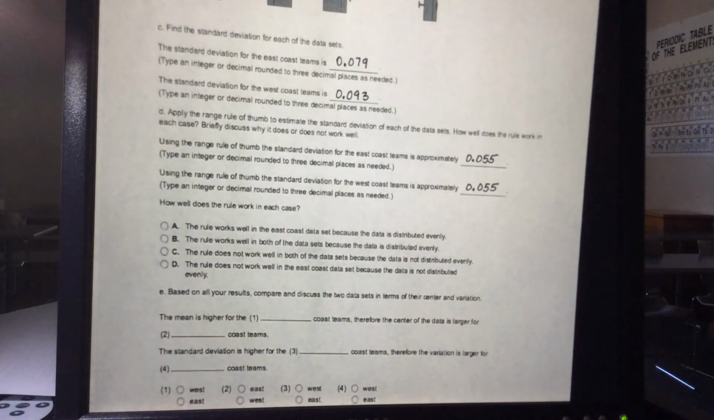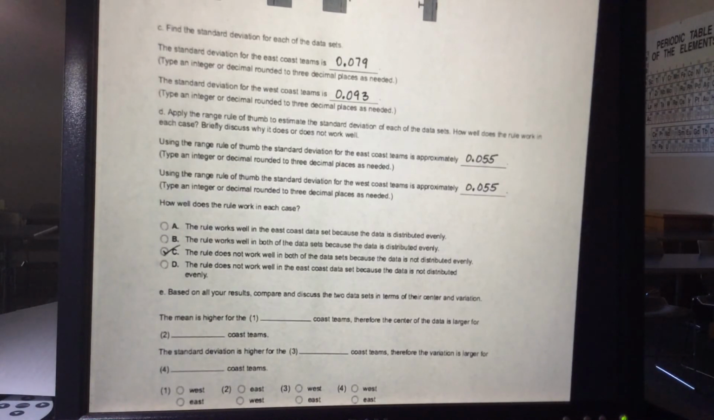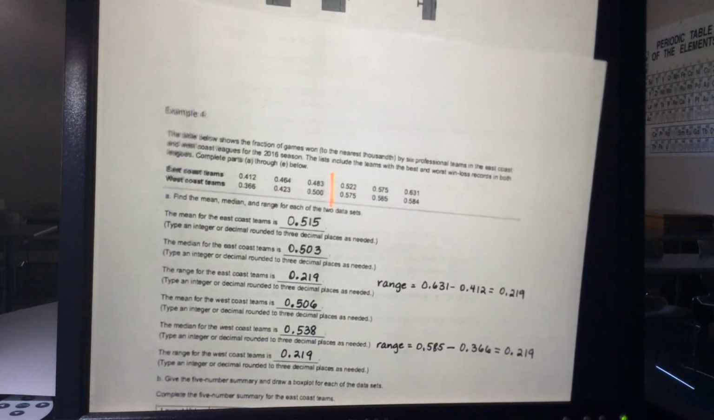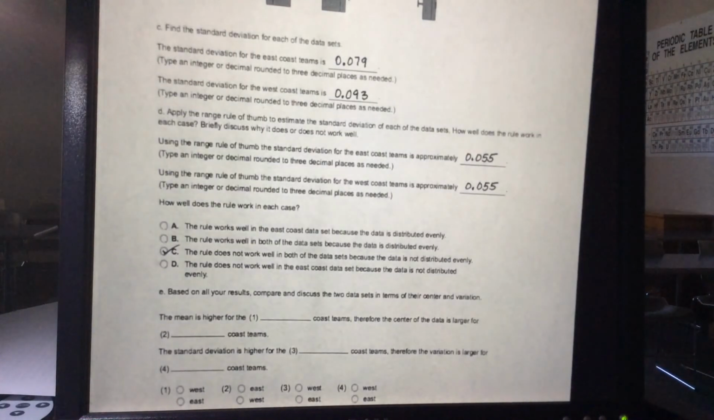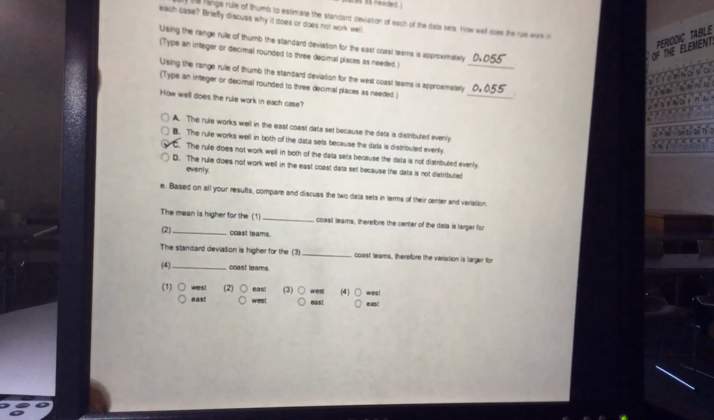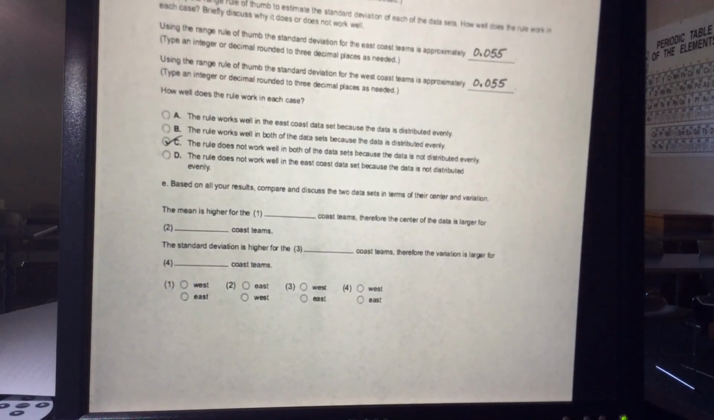All right. Now, how well does the rule work in each case? Here, the data values are not distributed evenly. Yeah, there's not an even distribution here by just looking at it. So, the rule does not work in both cases because the data is not distributed evenly. Based on all your results, compare and discuss the two data sets in terms of their center and variation.